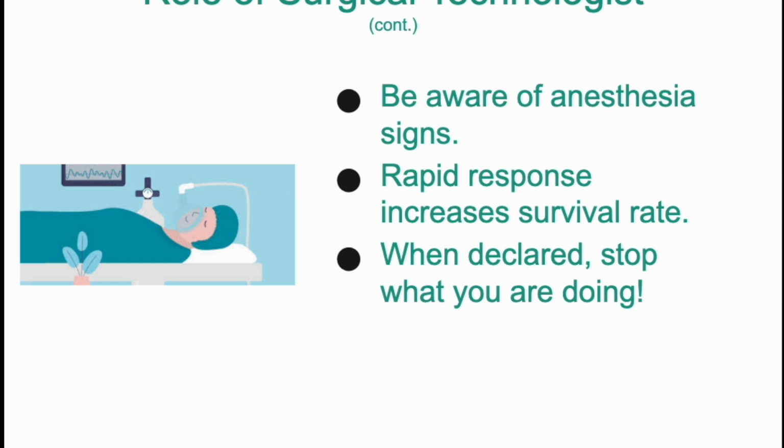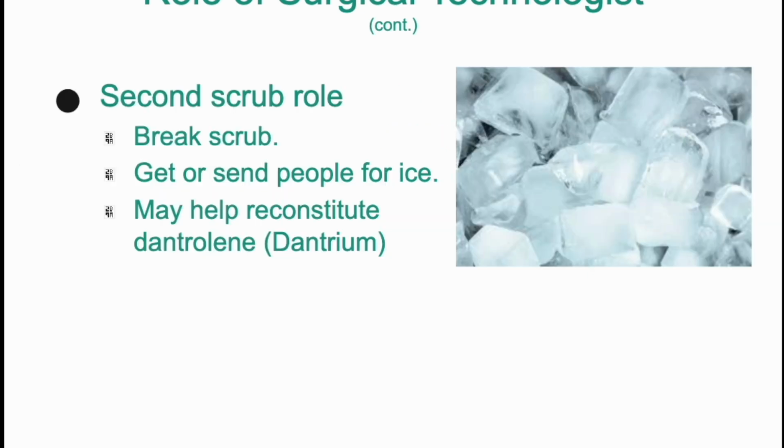If the procedure continues and you're in the first scrub role, you're going to stay sterile. You're going to monitor the surgical site and assist as needed. You may also help by handing over ice saline irrigation. In the second scrub role, if necessary, you may break scrub to assist in going and grabbing the ice, bringing in more help, or reconstituting dantrolene if no one else is available, such as during an on-call situation.